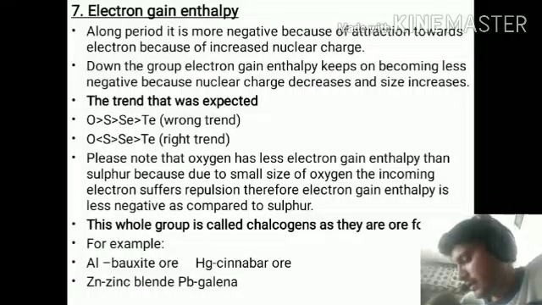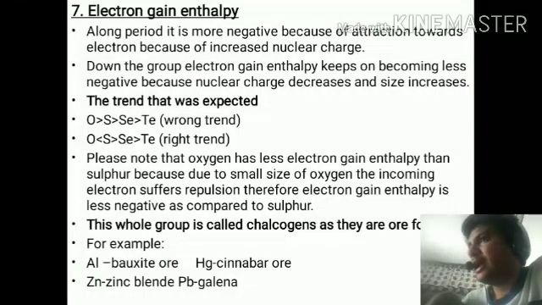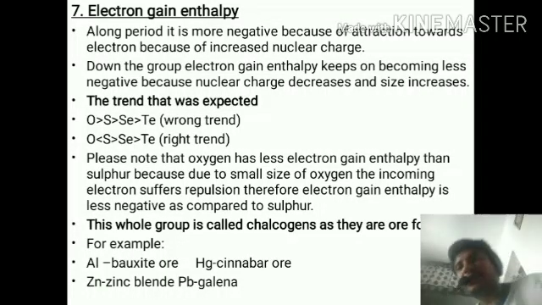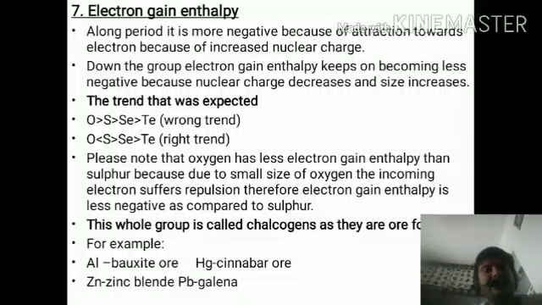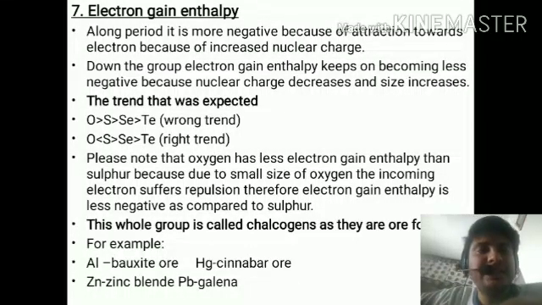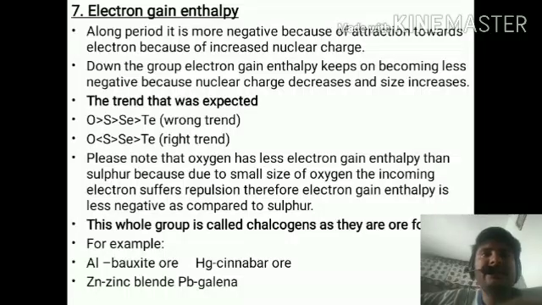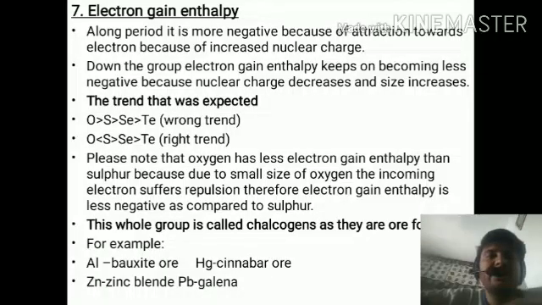When you move from top to bottom in any group of p block elements, the second and third period elements show a smaller size due to the inert pair effect and due to the shielding effect. The shielding effect is high, that's why size decreases, and the second element, like sulfur, has a smaller size compared to oxygen. That's why sulfur has the highest electron gain enthalpy.